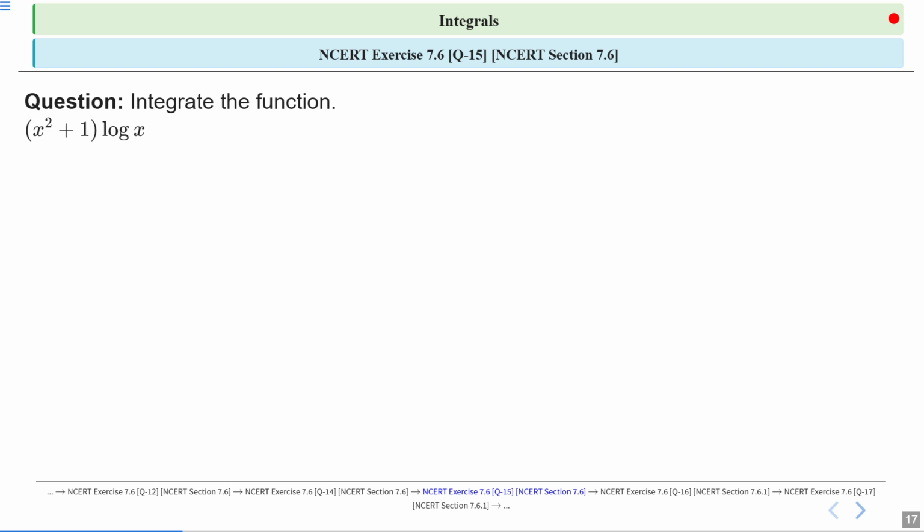So the next question is integrate the function x square plus 1 into log x. So apply the ELIATE rule, find which function we should take as u and dv, and try to solve.